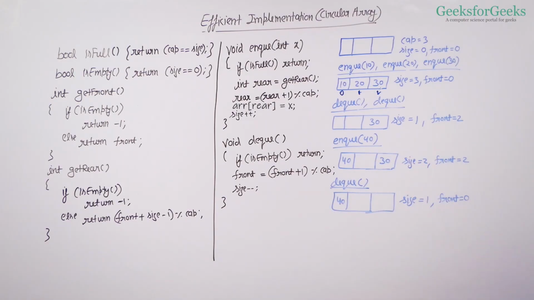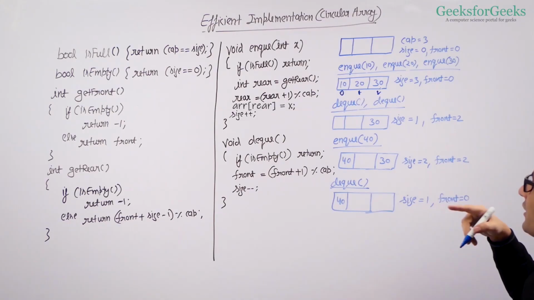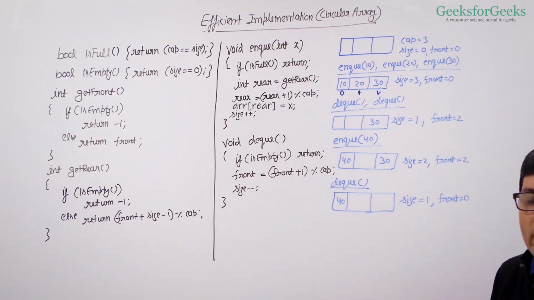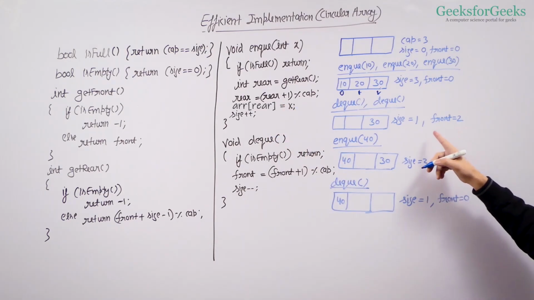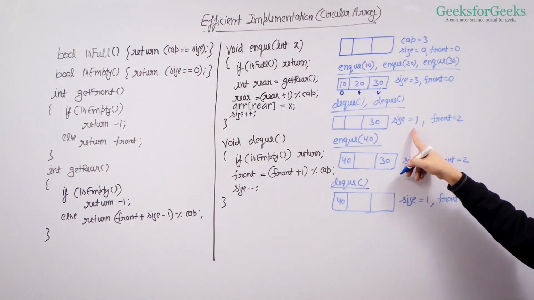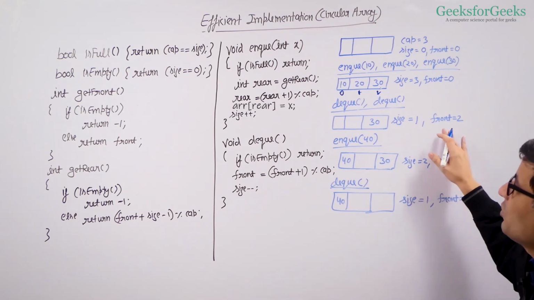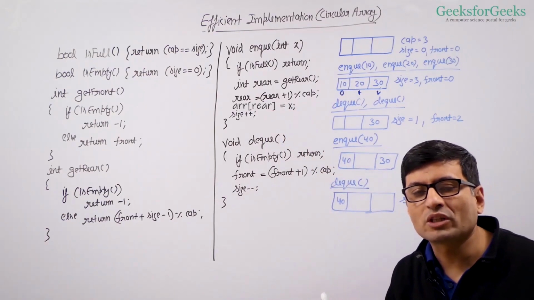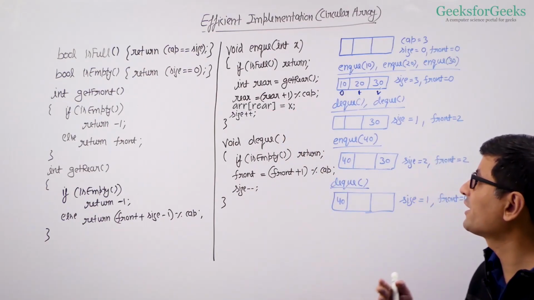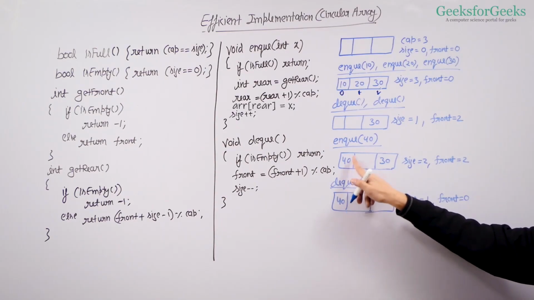Now, if you do enqueue 40, you will again follow the same process. Your front is at 2 and size is now 1. Now, if you want to add an item, you will get the rear, and you will get the rear as 2 plus 1 minus 1 mod 3. This is capacity. So you will get the rear as 2. And then you do rear plus 1 mod capacity. So 2 plus 1 mod capacity, you will get the rear as 0. So you will insert this at index 0. And this is how enqueue 40 happens.